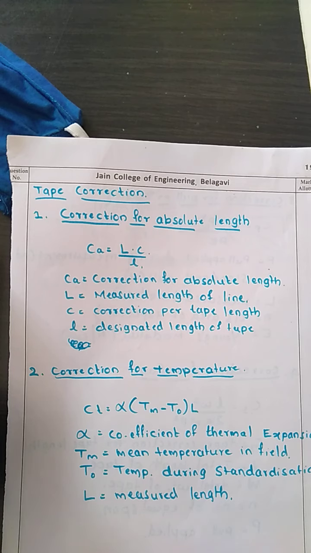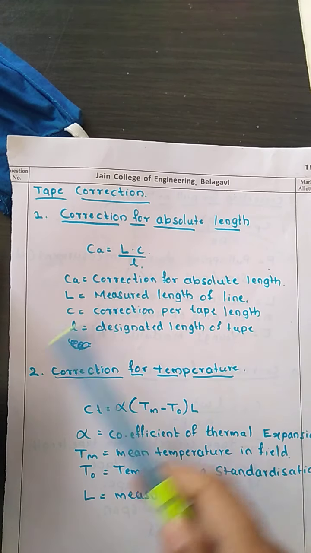Then the correction for the temperature, as I have told just now, again due to the temperature also there is a variation in the chain or the tape length, so we need to have the correction for the temperature. If the temperature of the field is more, then what will happen? The tape length is going to increase, then the measured distance will become less.